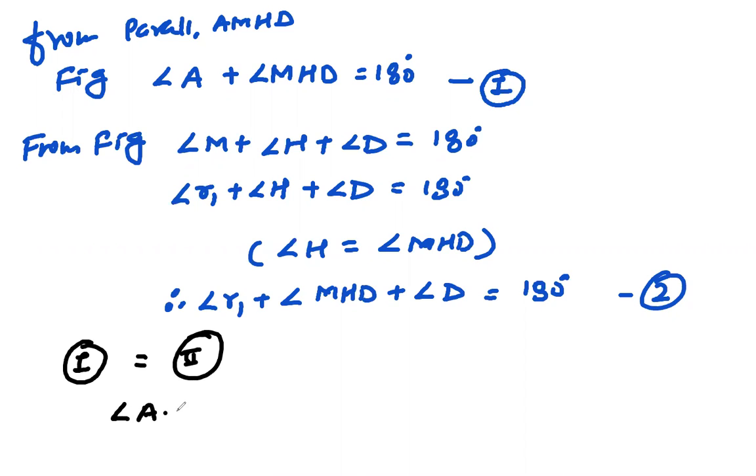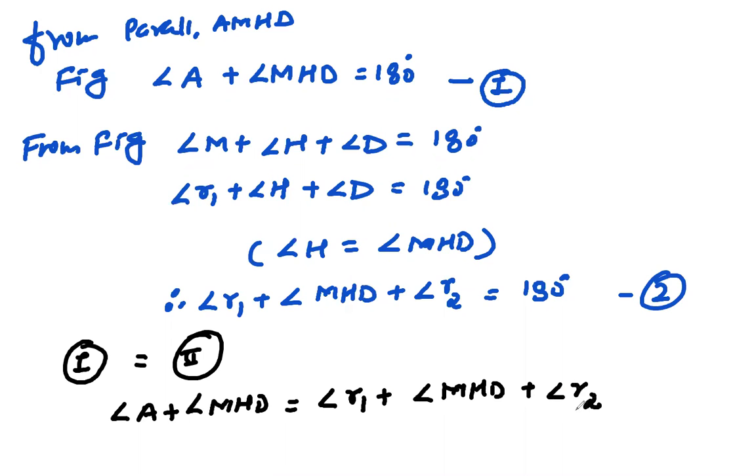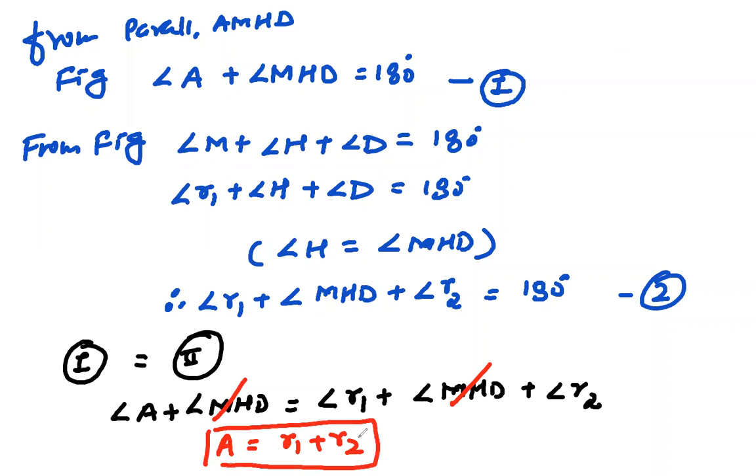So we'll have angle A plus... Sir, won't R2 come? Yes, R2 will come, son, D is written, so we will write R2 in its place. So then R2, place R2 in place of D. So angle A plus angle MHD is on the left-hand side, and we have angle R1 plus angle MHD plus angle R2. MHD will be cancelled from both sides. So we will have angle A equals R1 plus R2. This is the useful thing for us. So I am placing this as equation number 3.